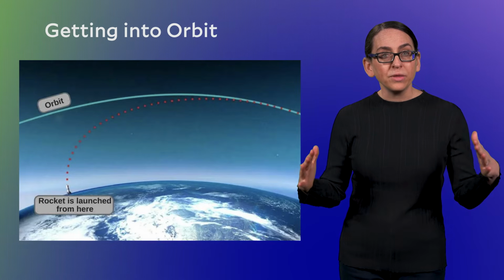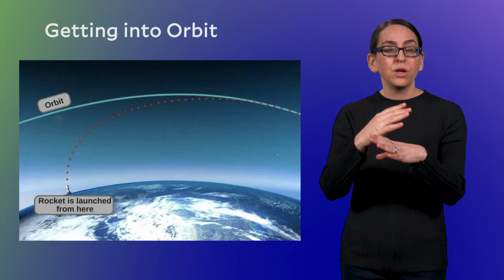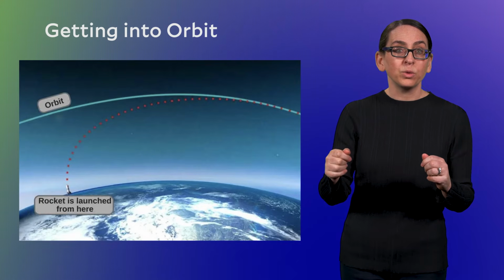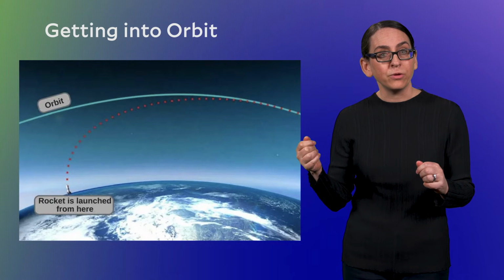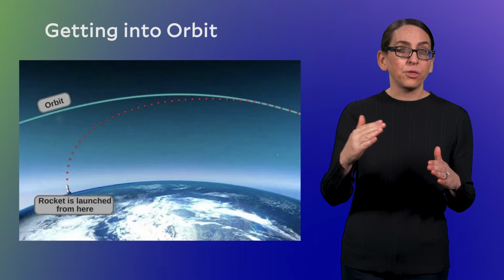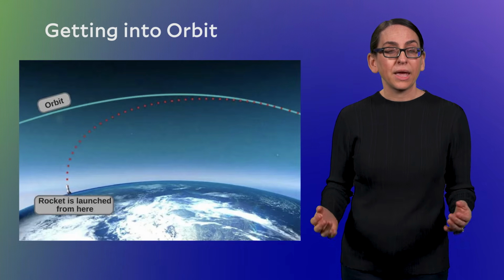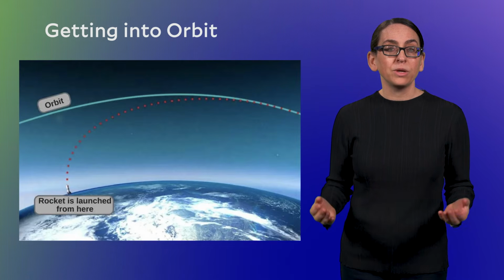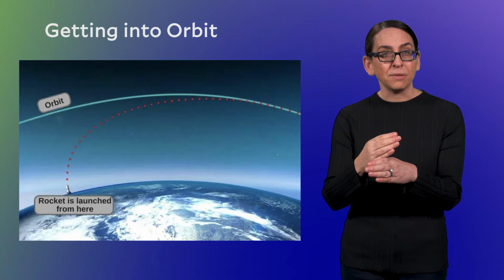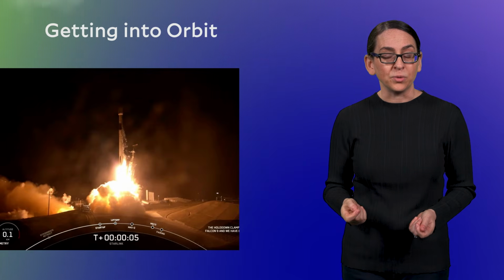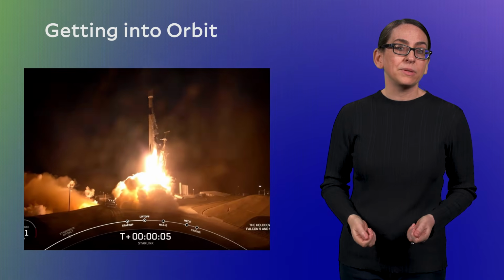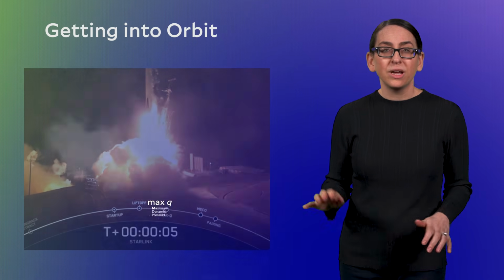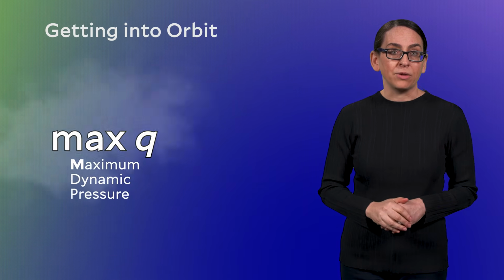There's a point where these two effects cross. The rocket is getting faster, which makes it more challenging to move, but the atmosphere is getting thinner, which makes it easier. And the point at which these two competing effects meet has a name. It's called max Q. Max Q typically happens about 1 minute after launch, 10 kilometers or so above the ground.